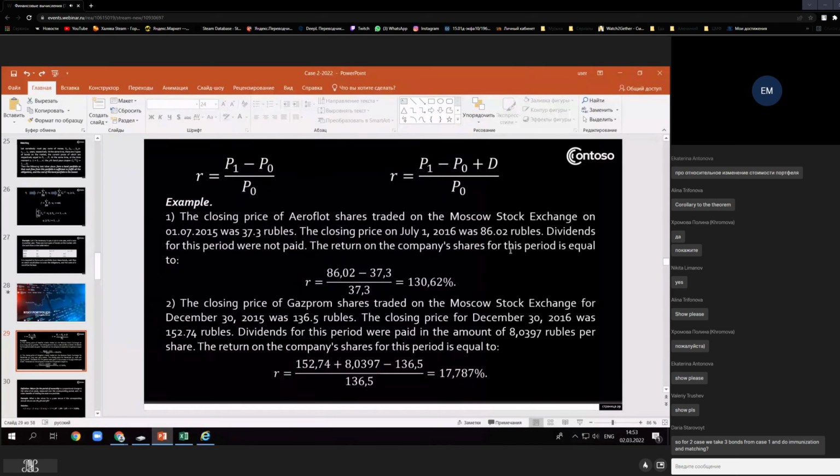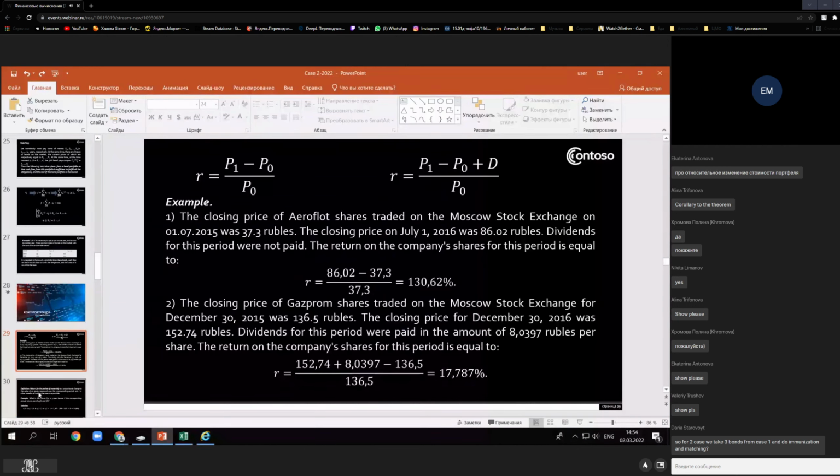So here also on the slide you have two examples of how it can be calculated in case you are paying the dividends and in case you will not. I want to make the notation that in case your share will pay dividends, you should add them because we are interested in total return, not change in price.